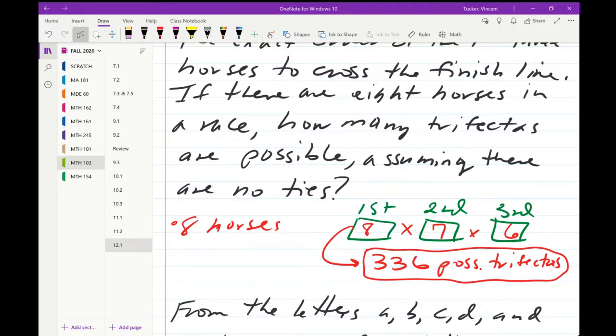Then once that horse crossed the finish line, when I choose that horse, I will have 6 horses left to choose from. So it's 8, 7, 6. Once I establish how many choices I have in each category, I can go ahead and multiply those together using the fundamental counting principle. So 8 times 7 times 6 gives me 336 possible trifectas that can be created.